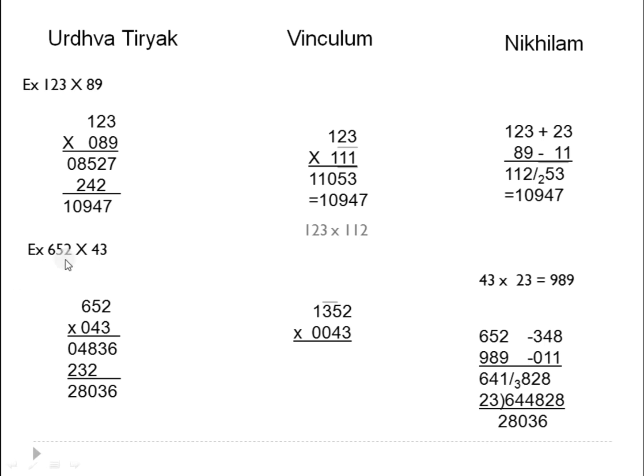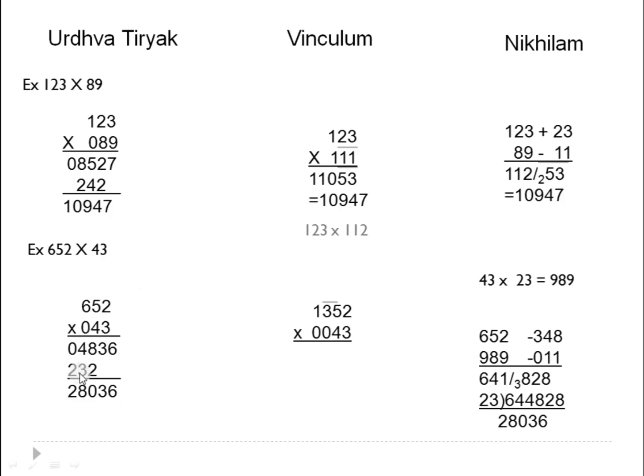And let us take one more example. What if we take 652 into 43? So we place 0 before it, since it is a 2-digit number, and we'll carry on with our multiplication. 6 into 0, 0. 6 4s are 24 plus 5 into 0 gives us 2 and 4. We are carrying 2 to the left side. And 6 3s are 18 plus 5 into 4, 20 plus 2 into 0.